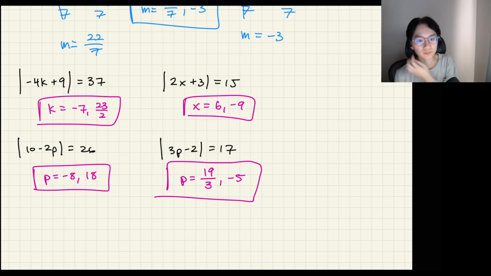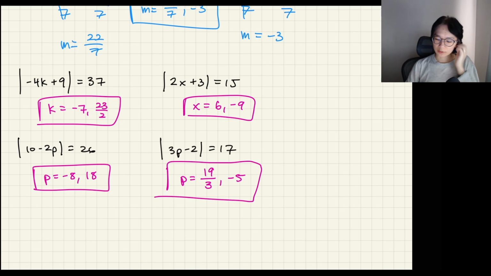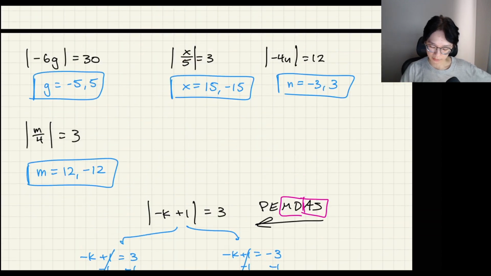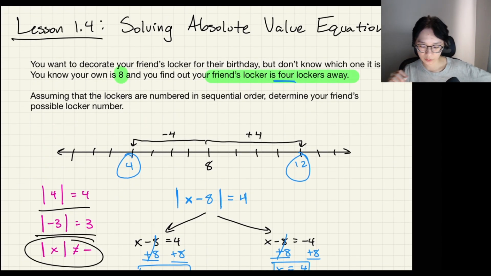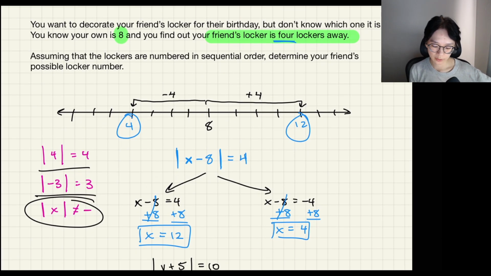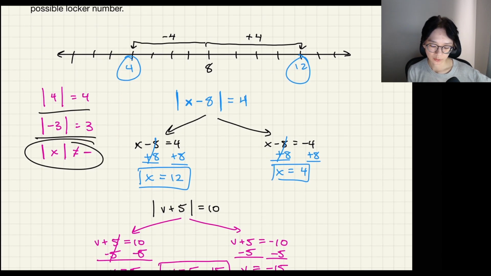So, if you want to practice those, you can. Otherwise, that's kind of the end of the lesson. So, solving absolute value equations. If you remember, absolute value means a distance from 0. Which also means it can't be negative, because distances can't be negative.